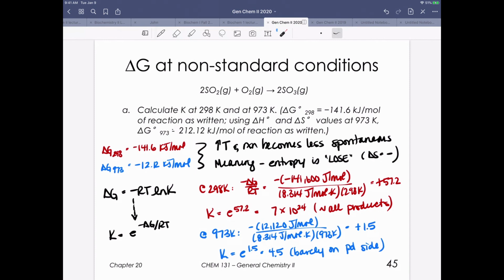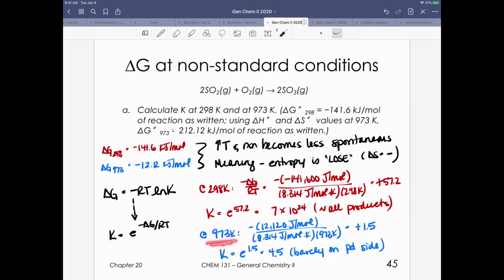All right, so I've done this in two different colors just to clearly highlight the one that's done at 298 and then the one at 973. Going through the math, we can get that minus delta G over RT term is going to be equal to positive 57.2. E to the 57.2 is a very large number, 7 times 10 to the 24th, essentially meaning we're going to have almost 100% products. This is a super spontaneous process, largely favoring products, as we can see with this equilibrium constant.